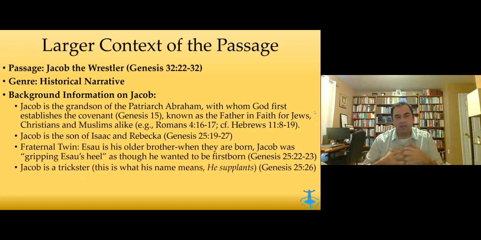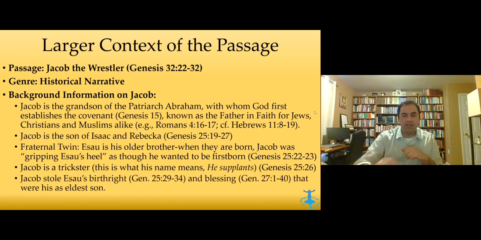Jacob's name literally means he supplants. So Jacob is something of a trickster. And he uses that sort of mentality at various times throughout his life. But he does it maybe most intentionally, or with the most severe consequences, we might say, with respect to his relationship with his brother Esau. And he does it on a couple of different occasions.